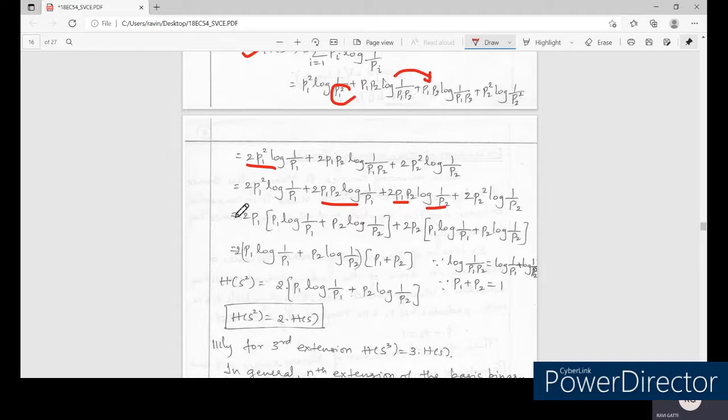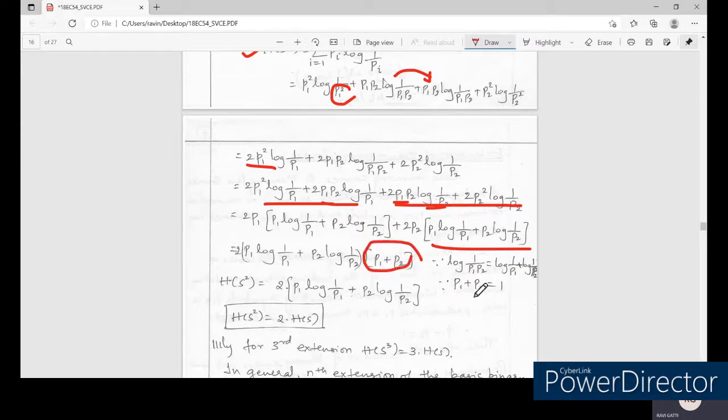Now you can see 2 P1 is common in both cases, so I will take 2 P1 here, and here also I will take 2 P2. If I take that, you'll be getting P1 log 1 by P1 plus P2 log 1 by P2. Similarly, you'll be getting P1 log 1 by P1 plus P2 log 1 by P2. If I take both as common, you'll be getting 2 into P1 log 1 by P1 plus P2 log 1 by P2 into P1 plus P2.